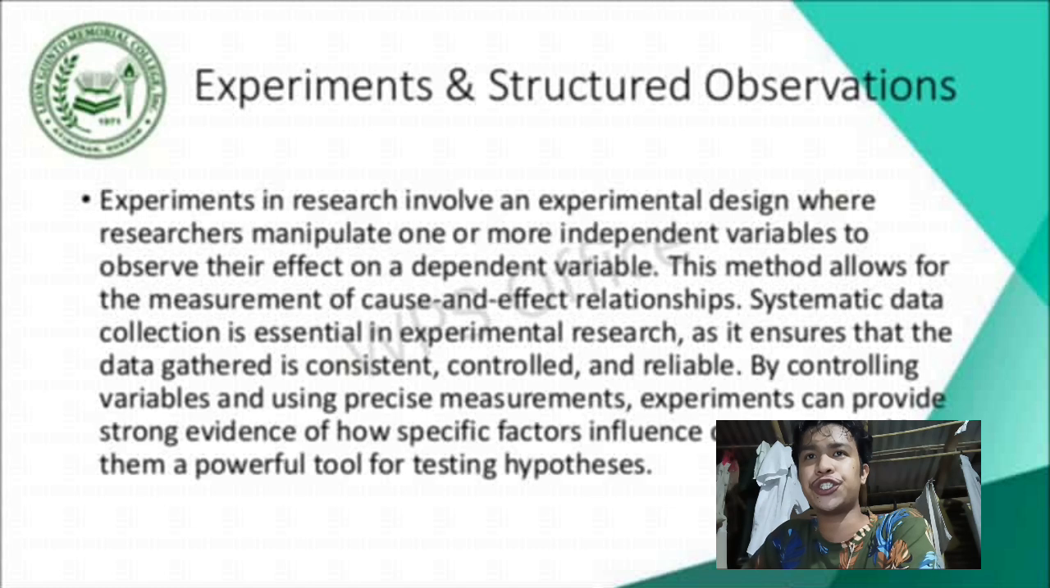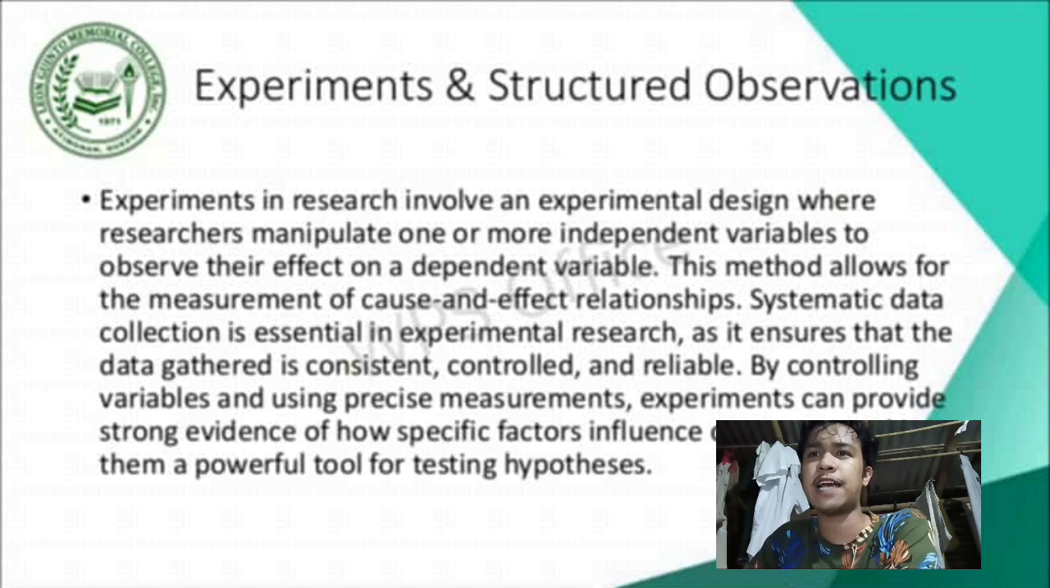So in research, experiments are used to test cause and effect relationships. In an experiment, researchers manipulate one or more factors called independent variables to see how they affect something else called the dependent variable. For example, if a researcher wanted to know if a certain study technique improves test scores, they might change the study method, the independent variable, and observe how it affects students' test scores. That is the dependent variable.